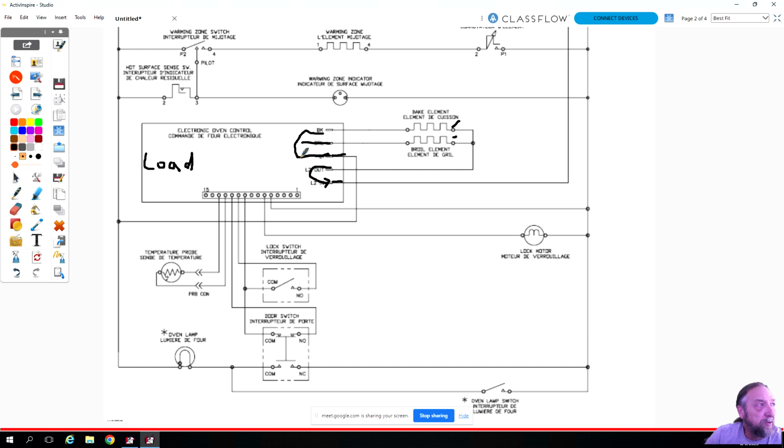Now L1 does come into the control board and goes to a transformer to step the voltage down, because even though 120 comes into the board, it runs off a very low voltage. So I'm going to draw a little transformer here. So where would our neutral be? It's pin 5 on the connector.